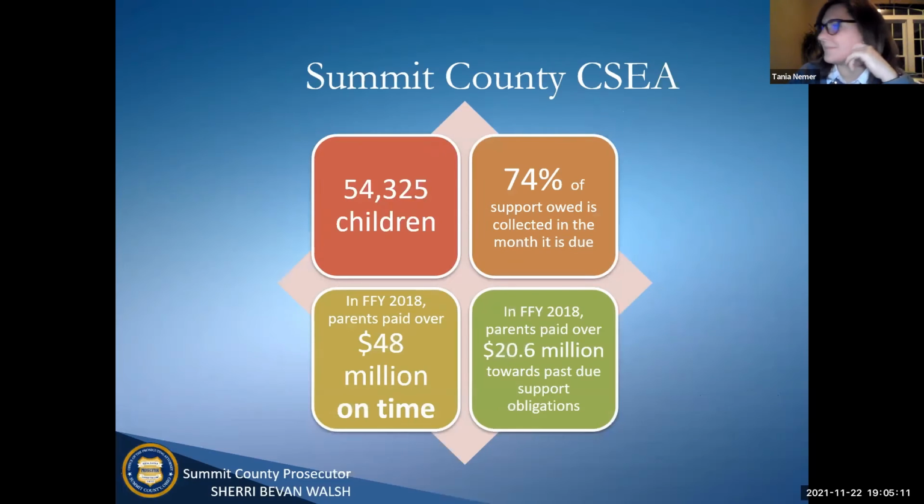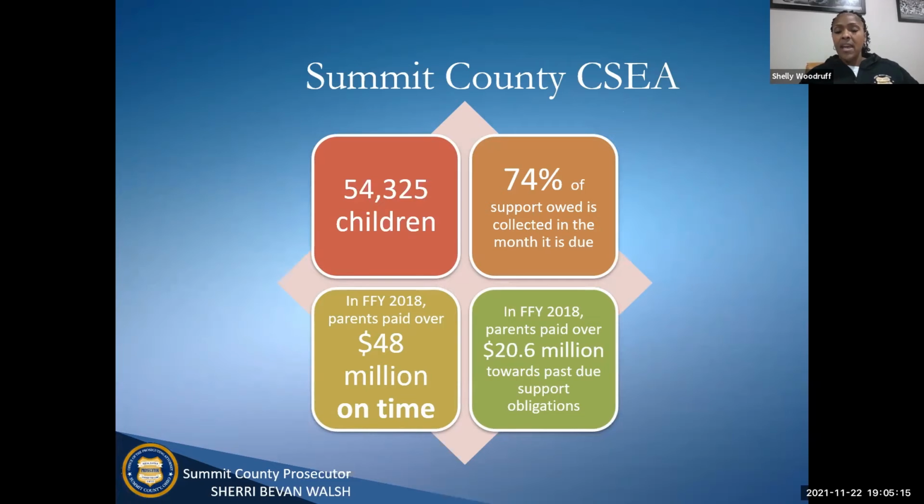So for the Summit County CSEA, we thought it was important for you all to know how many children, how many cases, and information that is monitored on a monthly basis with our office. Currently we are servicing 54,325 children in Summit County. Those are just Summit County cases alone.